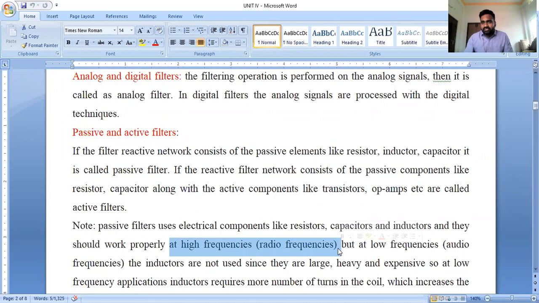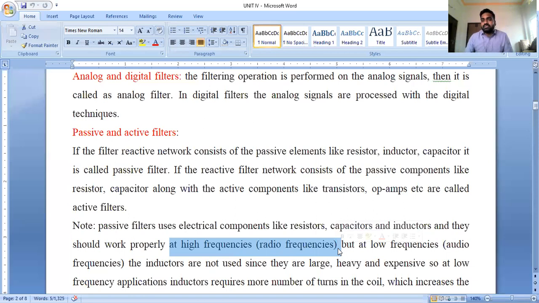We know the entire structure of Earth is placed upon the stratosphere, lithosphere, and ionosphere and all. Below the radar, we use only traditional radio frequency signals to communicate. At that application of radio frequencies, if we want to construct a filter using electrical components like resistors, capacitors, and inductors, those are used for high frequency applications, mostly and strictly with respect to radio frequencies.